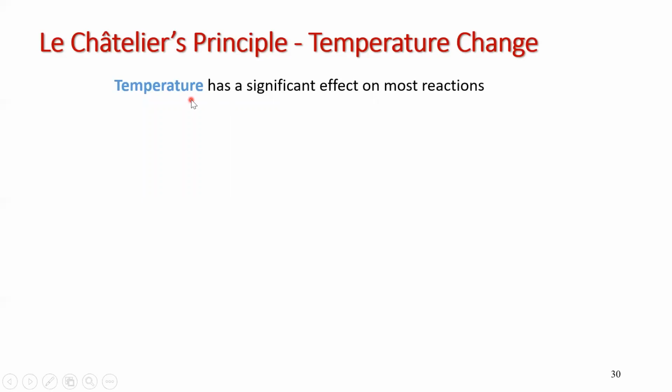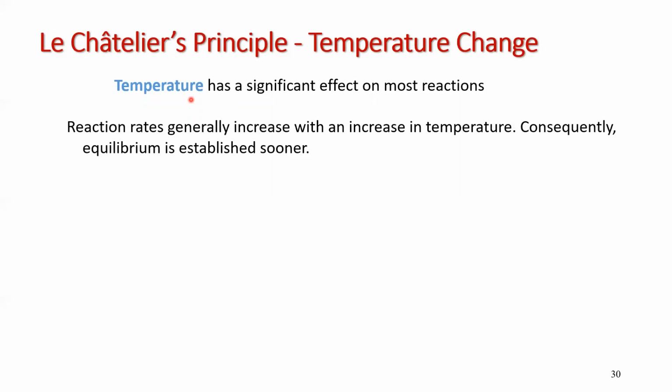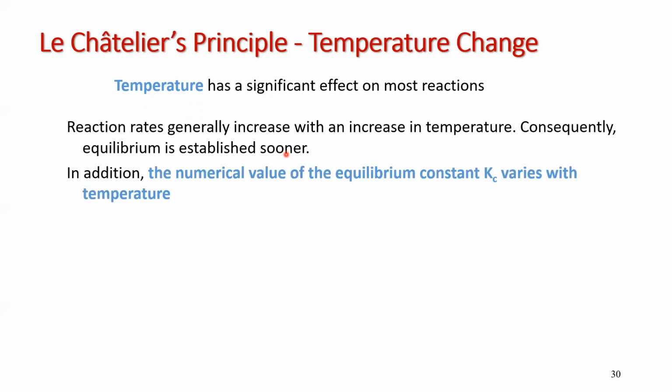Temperature has a significant effect on pretty much all reactions, most reactions. And in general, if we were to increase the temperature of a system, we're going to increase the rates of the forward and the reverse reaction until equilibrium is reestablished. And it's going to take less time for that system to reestablish equilibrium because both reaction rates will be greater.